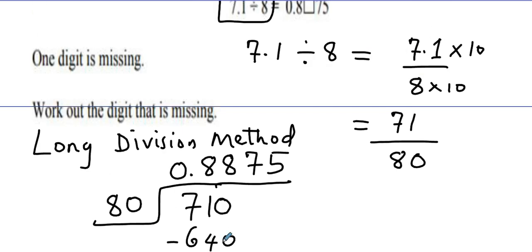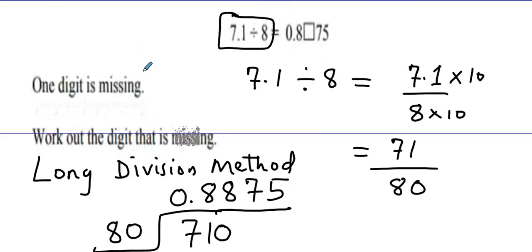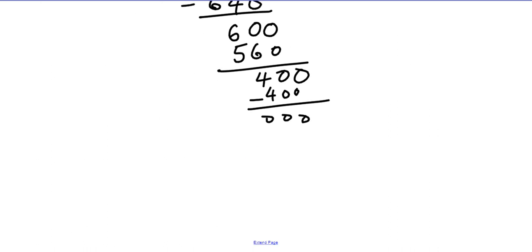So what is the missing digit? You can see that the missing digit is 8. I hope that helps. And this marks the end of our worksheet.